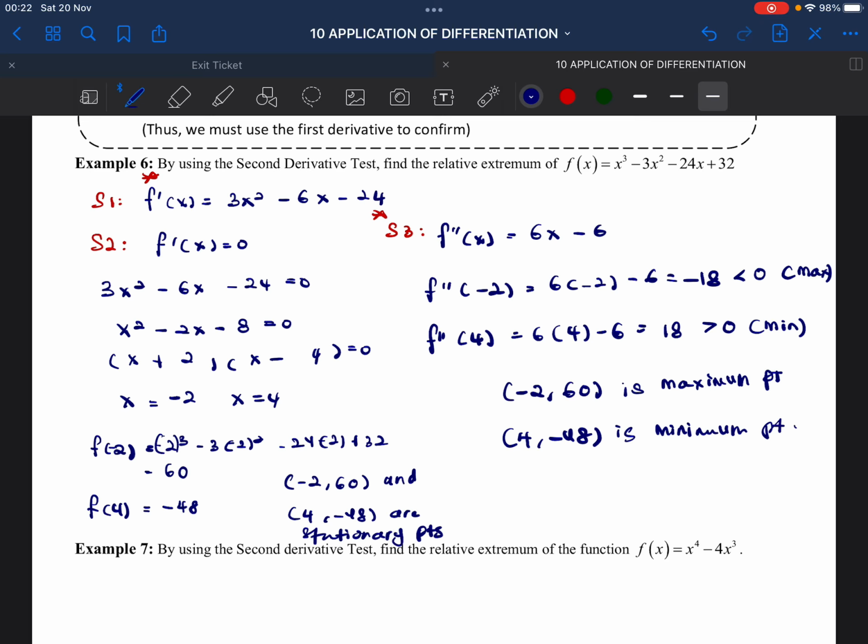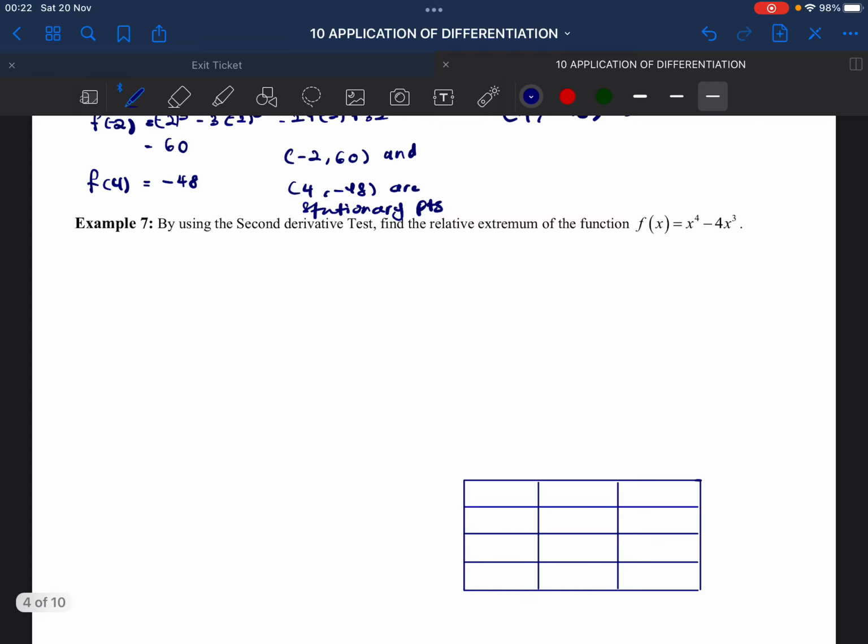So to compare first derivative and second derivative, obviously saya rasa second derivative lagi senang, but you have to know your first derivative. Why? Because, okay, let's see example 7. We want to use second derivative sebab kita kata second derivative senang, ataupun sebab soalan ni cakap lah. So the first step here is we want to find the first derivative first. So the first derivative is 4x cubed minus 12x squared.